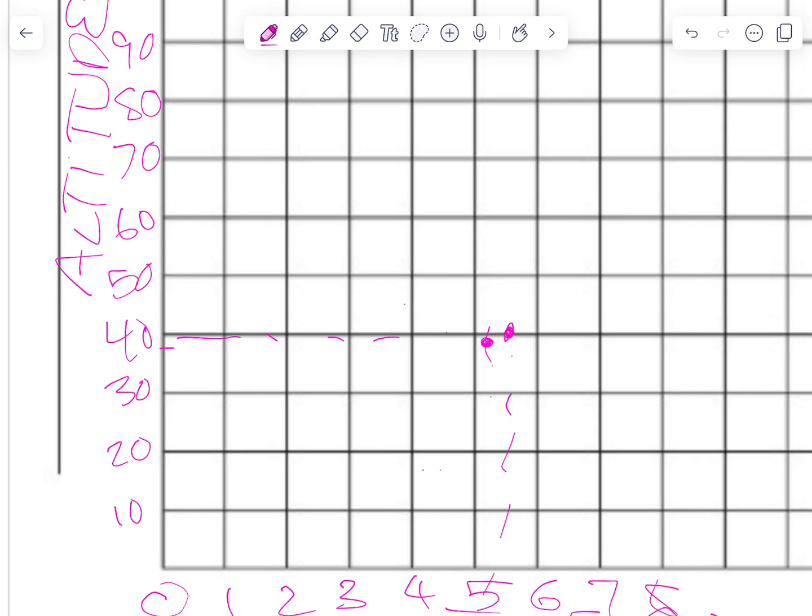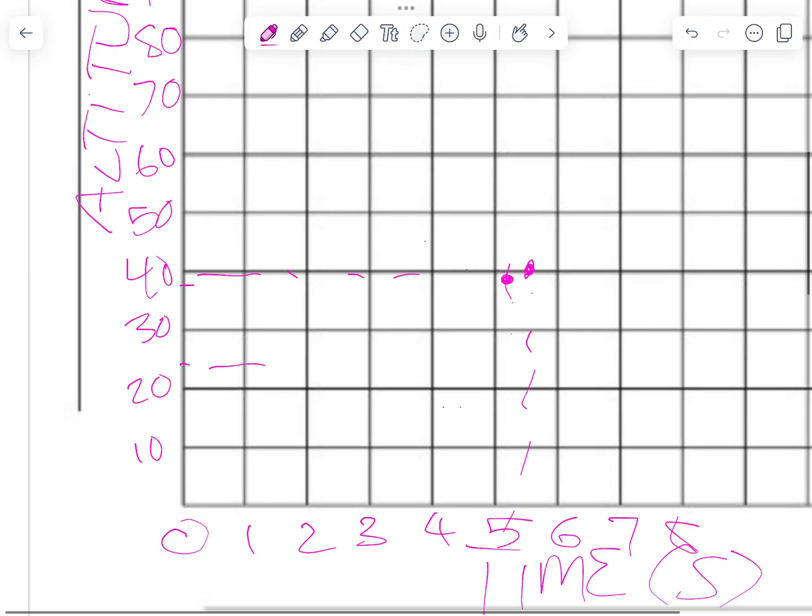Now I'm going to skip to a random rocket down below. So I'm going to go rocket 10. Rocket 10 had an average altitude of 26 meters, and it had an average time of roughly about 4.4 seconds. 26 is roughly around there, right? 4.4 is roughly around here. So where those lines intersect, I put a point.